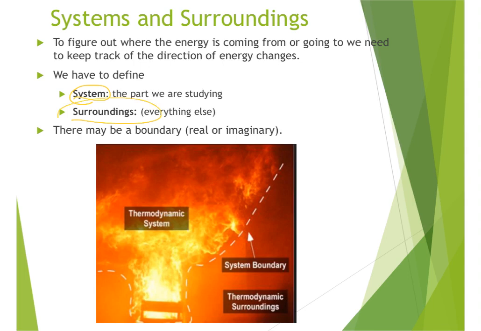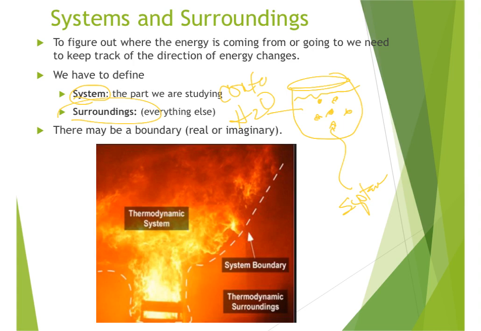Let's say that you have a chemical reaction occurring in a flask, and let's just say the chemical reaction is occurring in water. The system would literally be the particles that make up the chemical reaction, and the surroundings would be everything else. So the water and the container and the air are all surroundings.